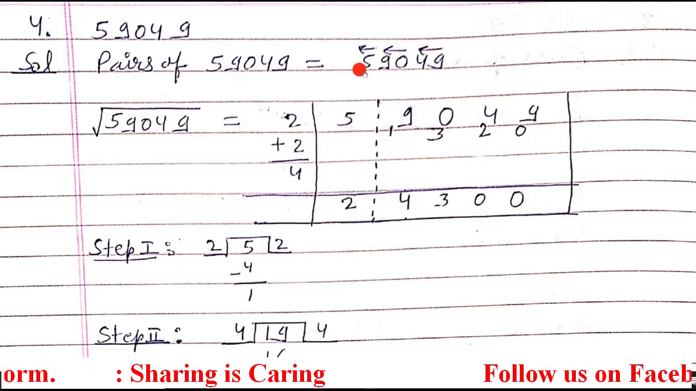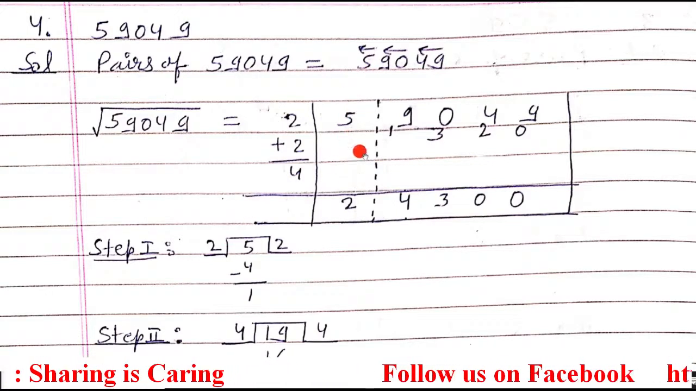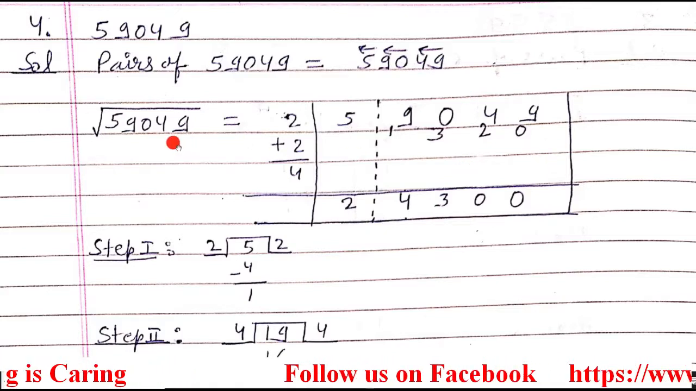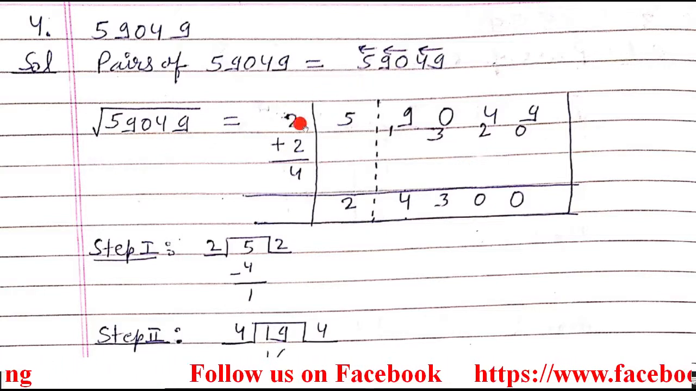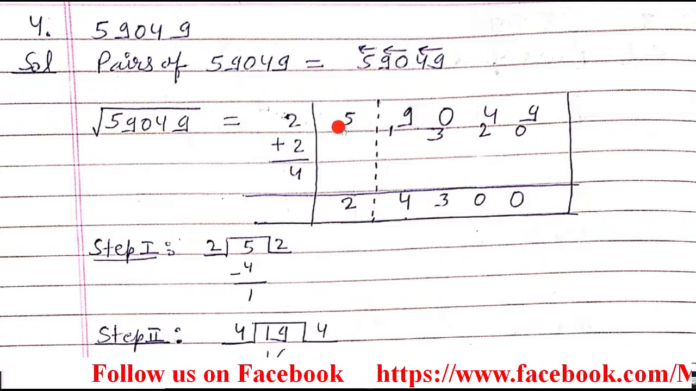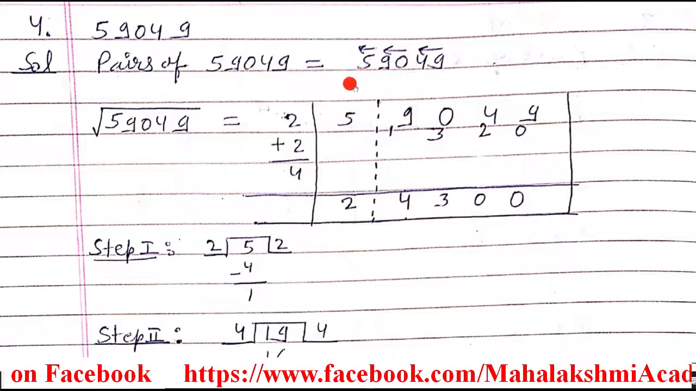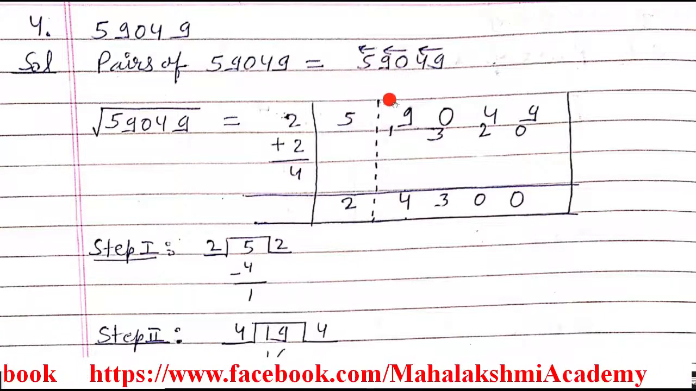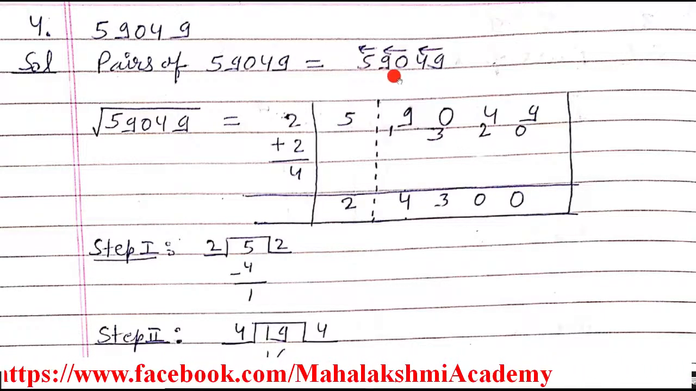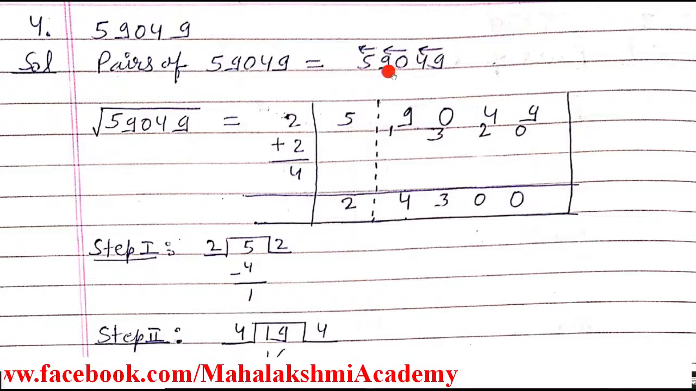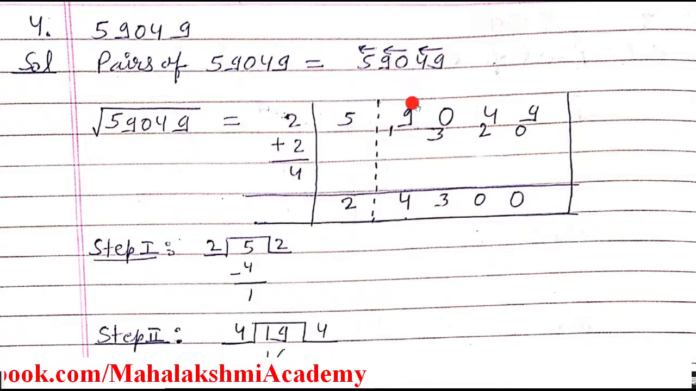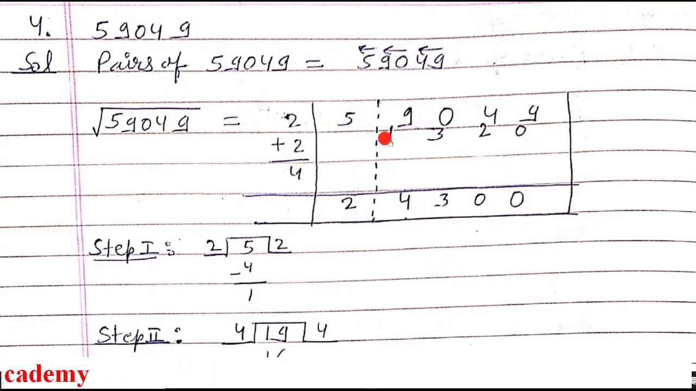Make 3 sections: first section, second section, and third section. Here, in the first section don't write any number initially. First enter from the second section. In the second section write down the first pair, that is 5, and in the third section write down all the remaining digits from the given question, that is 9049, by creating some gap. Like this, just create the gap and then write it down. So just do the entries like this.